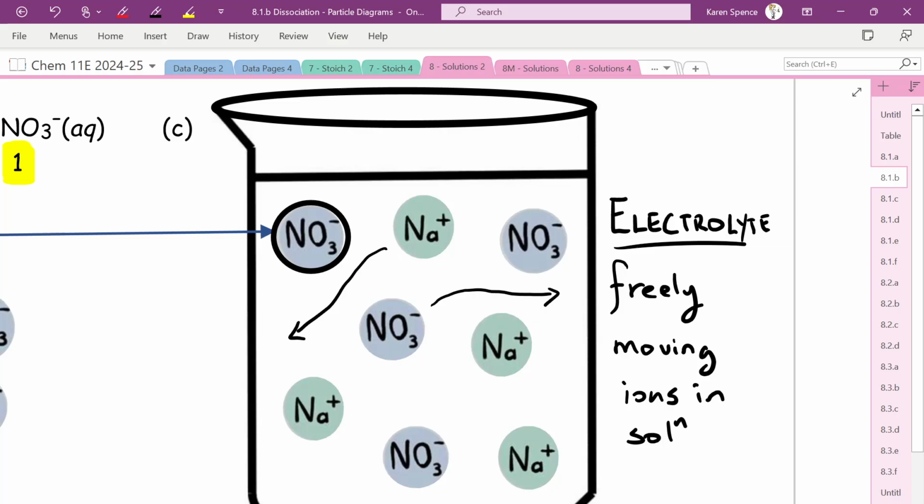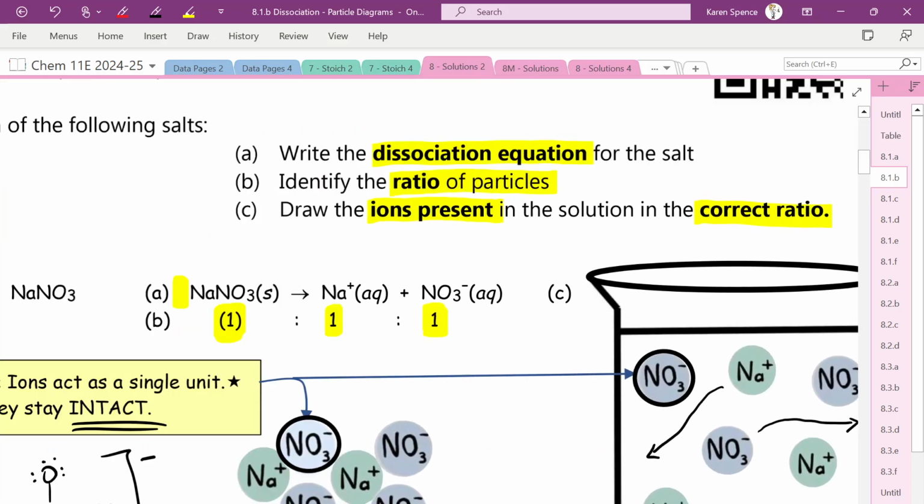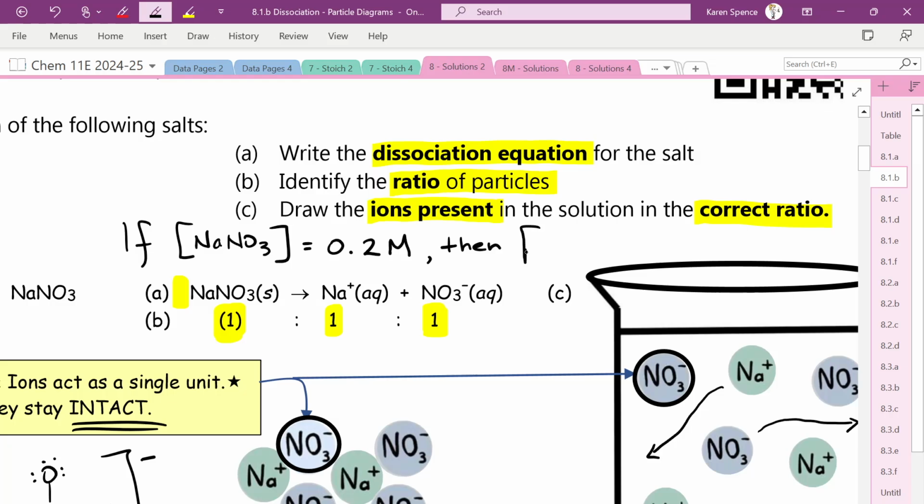Is that good? Okay. So if the concentration of NaNO3 is 0.2 molar, then what will the concentration of Na plus equal?